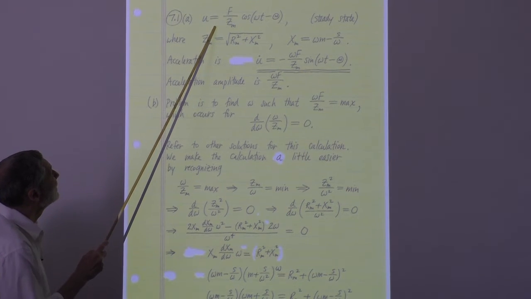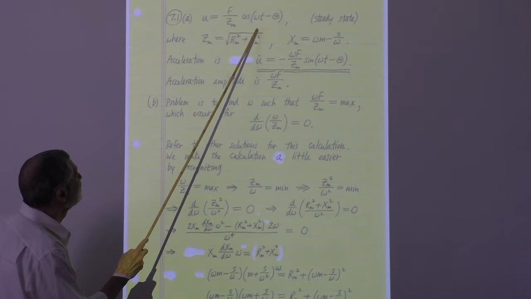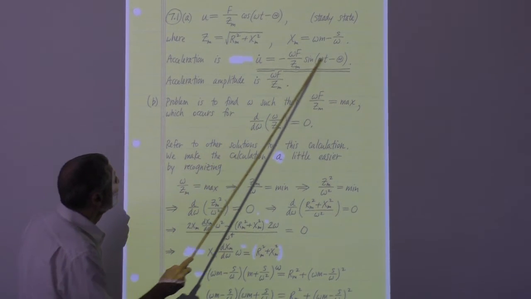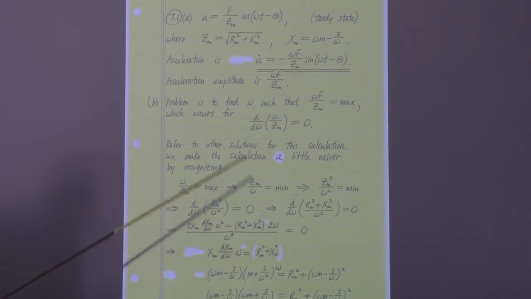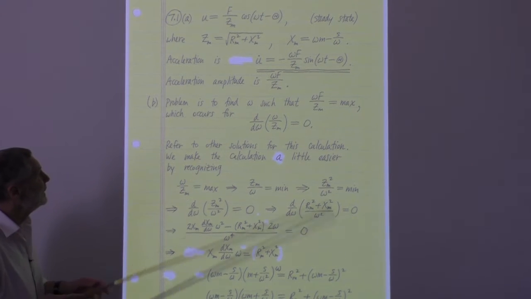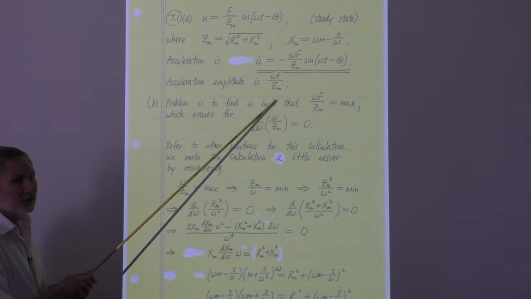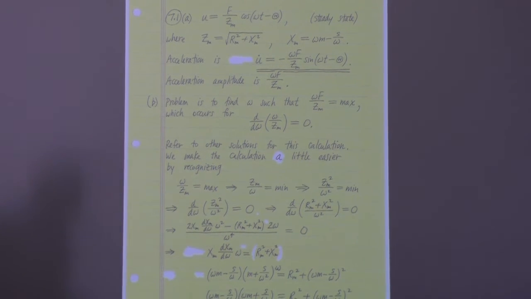So when we do that, the cosine is going to become a minus a sine. The chain rule is going to give us a factor of omega. So there's the acceleration. You can see that the acceleration amplitude is omega times F divided by the magnitude of the impedance. Okay, so what do you think the frequency is that maximizes the acceleration amplitude?